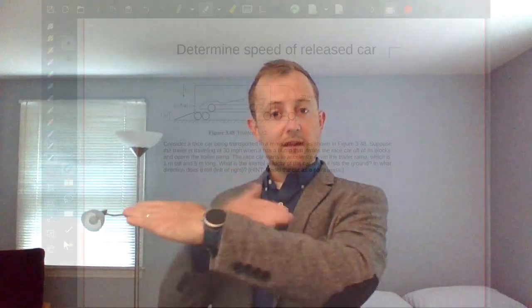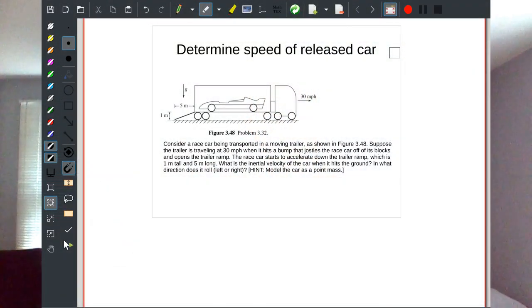Hi, welcome back. In this example, what I want to do is go through a solution of what happens if a car is traveling in a truck at a constant velocity, and then it's rattled off of its holding platform, and then begins to slide down a ramp at a constant slope while the truck is continuing to move off at a constant velocity. So what I want to know is, is the car going to follow it?